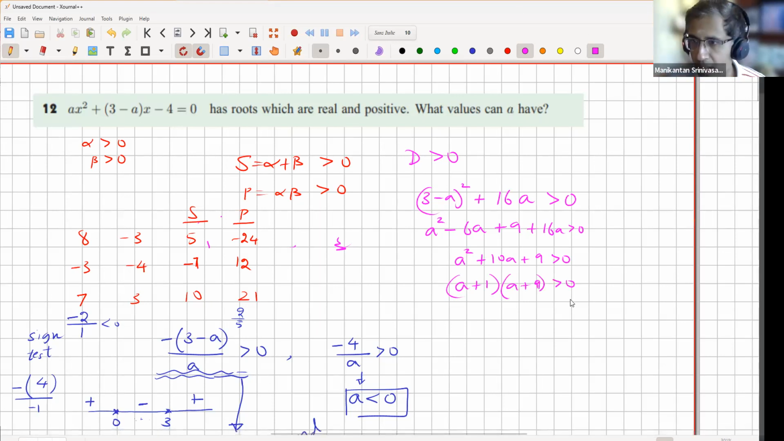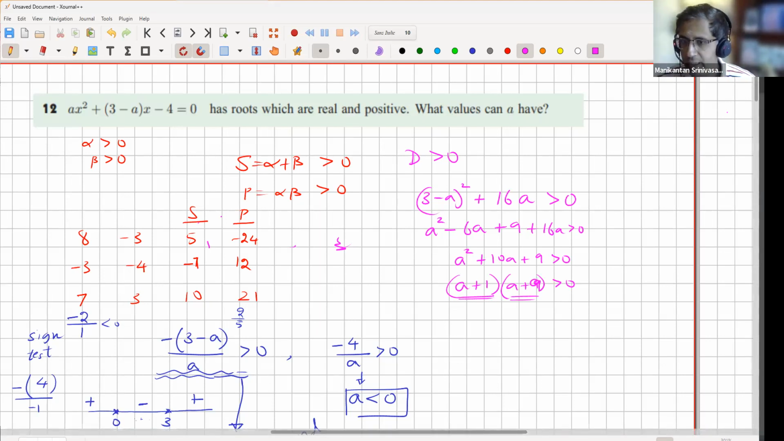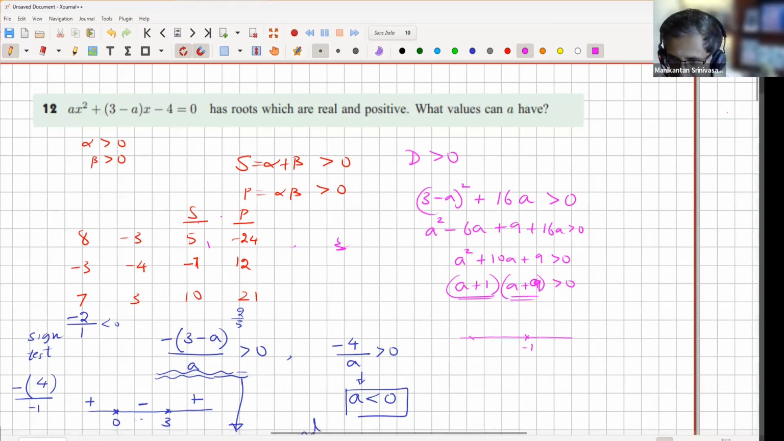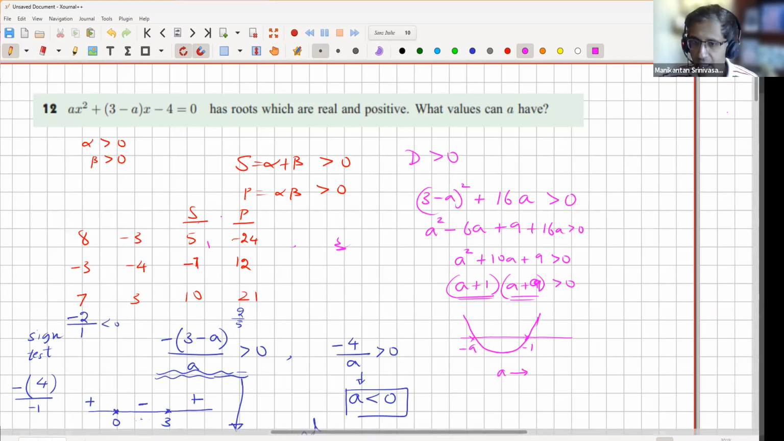Which means how do we solve this inequality? Suppose this were to be an equality, and suppose we are solving the equation A square plus 10A plus 9 equal to 0. The two roots would be at -1 and -9. So this quadratic in A, let's say A is the x-axis, would cut the horizontal axis at -1 and -9. All of you with me? Okay.